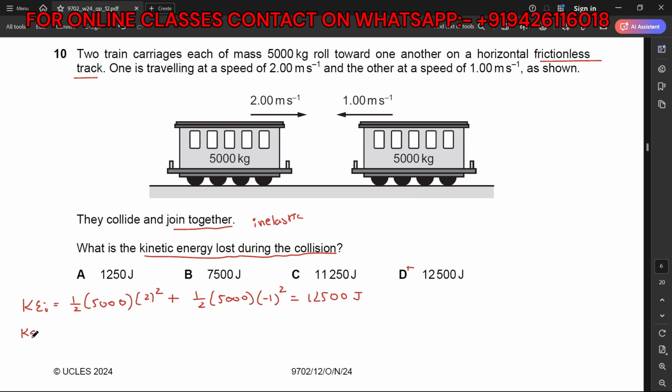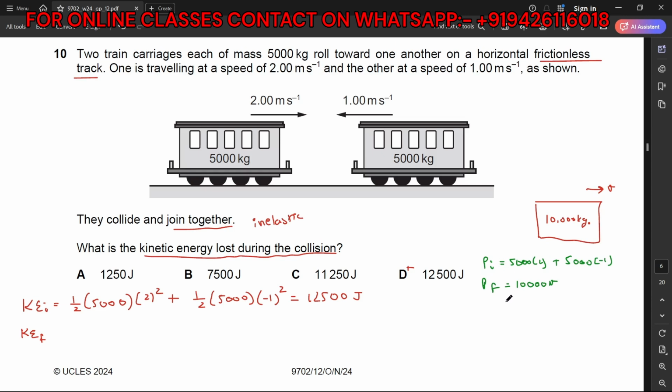Now let's talk about kinetic energy final. For the final, both of them are going to be a single mass and the mass is going to be 10,000 kgs. Now it's going to travel with a velocity of v. We don't know the value of this v. So we can use the concept of conservation of momentum, where we know that the initial momentum is equal to the final momentum. Initial momentum will be equal to 5000 into 2 plus 5000 into minus 1. Why minus 1? Because it's traveling opposite to the first one, so change in sign. And my final momentum will be 10,000 into v.